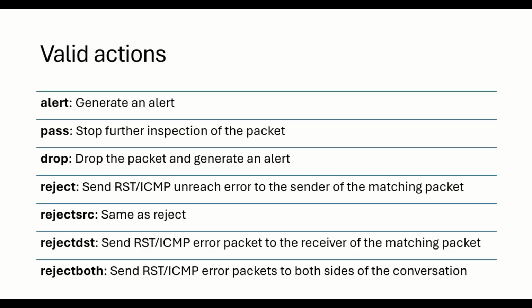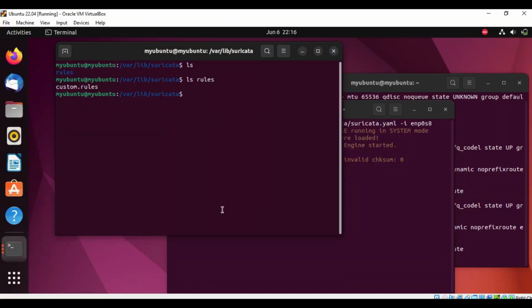These are some of the valid actions that could be used, and they're also in the Suricata documentation in the link in the description. The alert action generates an alert. You can also pass a packet, which is to stop further inspection of the packet, or you could drop the packet and generate an alert, or you could reject, which is to send a reset or ICMP error to the sender of the matching packet. We can reject the source, reject the destination, or reject both. So now let's go back to the demo.